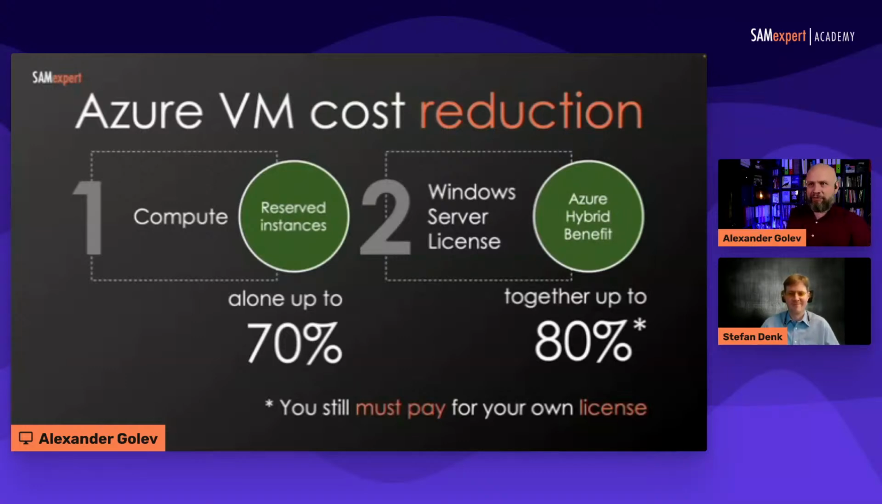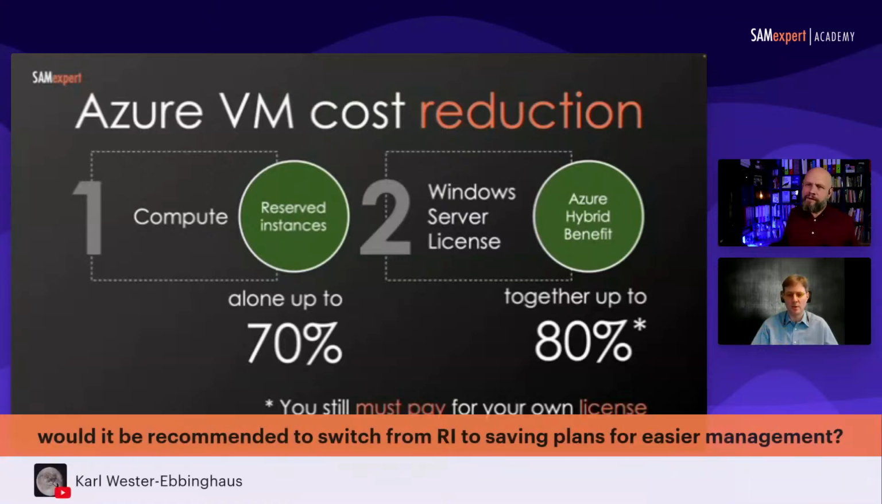So, Stefan, you want to add anything here? No, I just want to absolutely, fully, utmostly support what you just said. Looking at these two things alone is usually 70 to 80% of the savings which I can achieve. Carl is asking, would it be recommended to switch from RI to savings plans for easier management? You have an answer to that, I know.